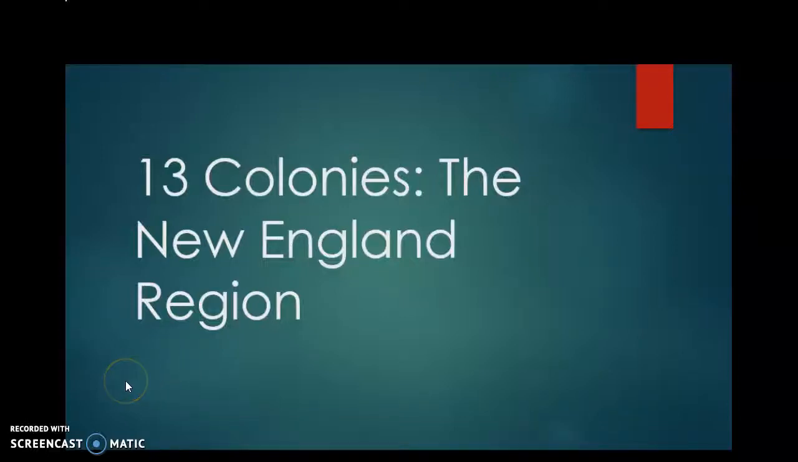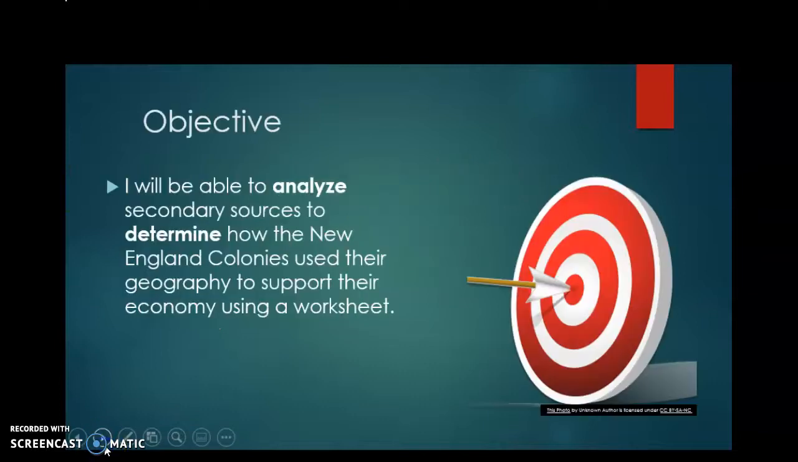Okay, so today's lesson is going to be on the 13 colonies, and we're going to hone in on the New England region. So our objective: I will be able to analyze secondary sources to determine how the New England colonies use their geography to support their economy using a worksheet.